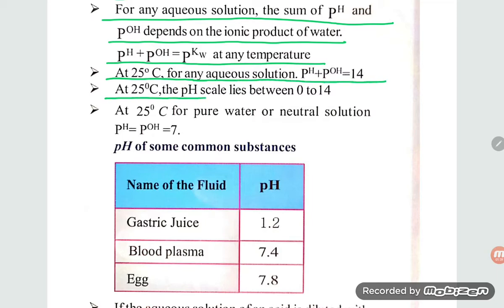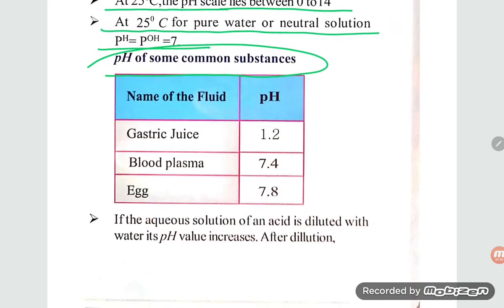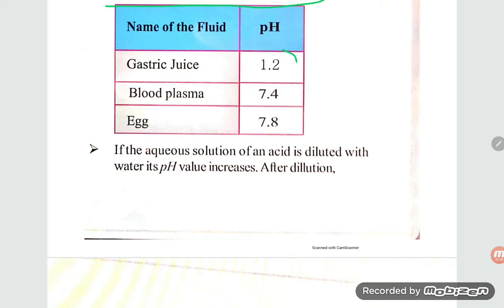At 25 degrees Celsius, the pH scale lies between 0 to 14. And at 25 degrees Celsius, pure water or neutral solution has pH equal to pOH equal to 7. The pH of some common substances are like that. Gastric juice is 1.2, highly acidic, students. Blood plasma is 7.4, and egg is 7.8.